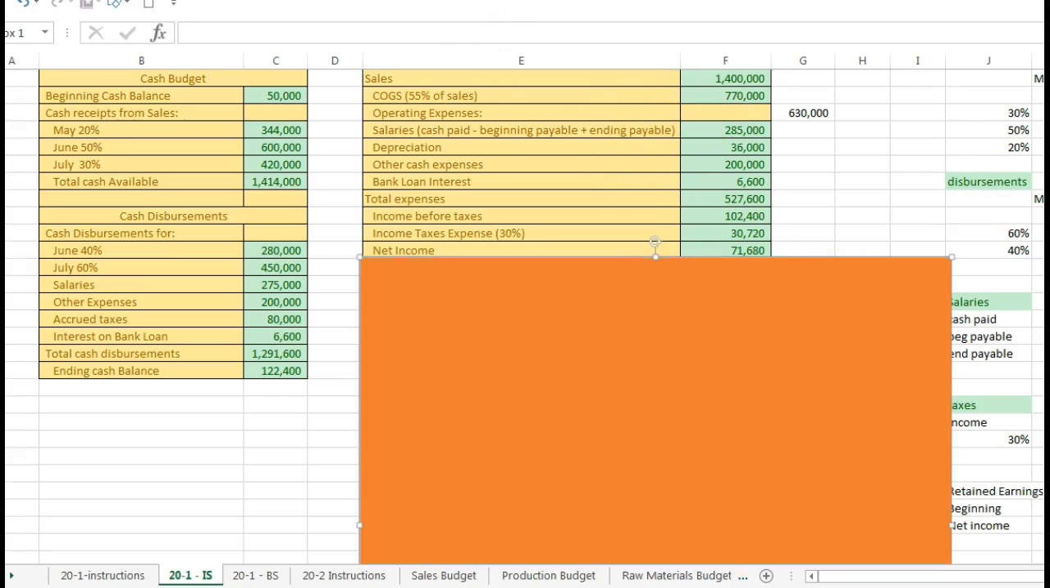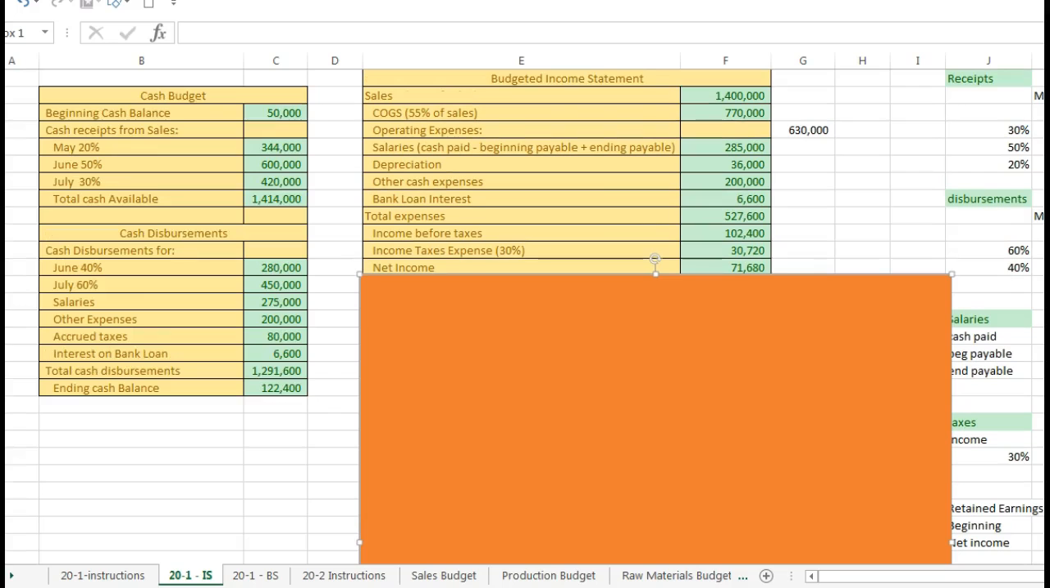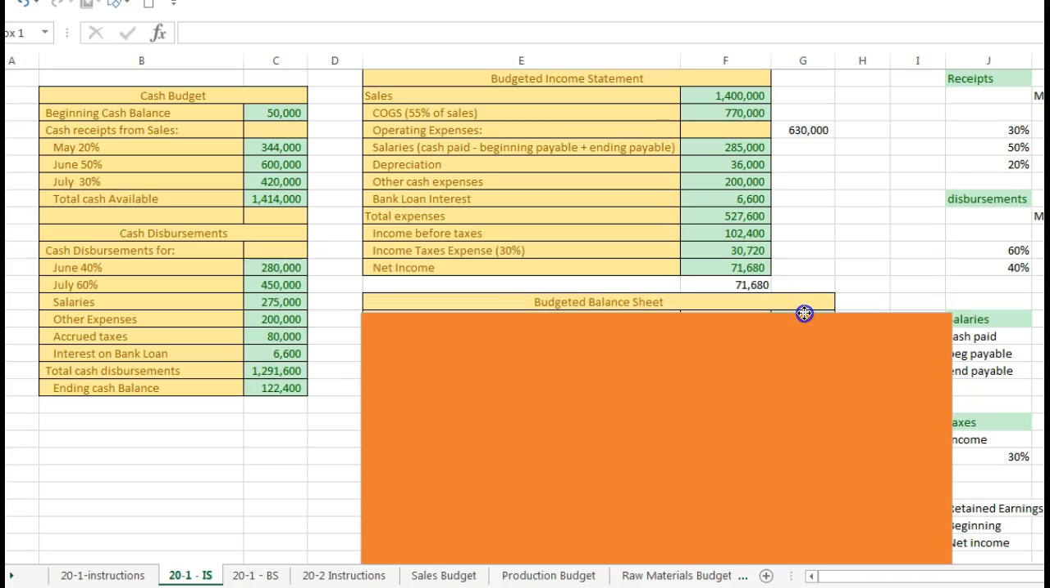Now we got to remember this is all budgeted. This is not actual. This is a budgeted income statement from your cash budget, from your receipts, your disbursements, and other information they've given us. So that gives us a budgeted income statement. That's pretty cool. Now we're going to look at the balance sheet. Your balance sheet's going to be pretty much the same way. We're going to pull information from these two other documents.